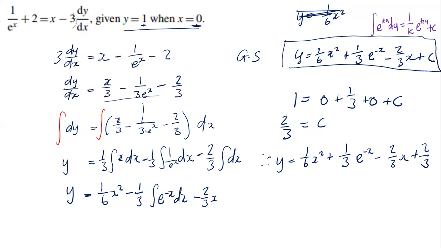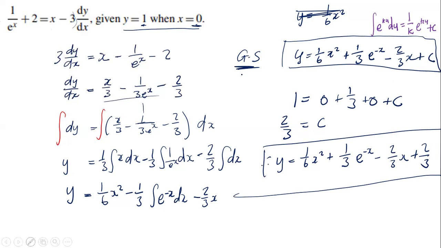And now here we have the particular solution because we now know the value of C. There we didn't know the value of C, and so it was general. It could be anything, it's general. Then here we have a particular solution because we had the specified conditions.